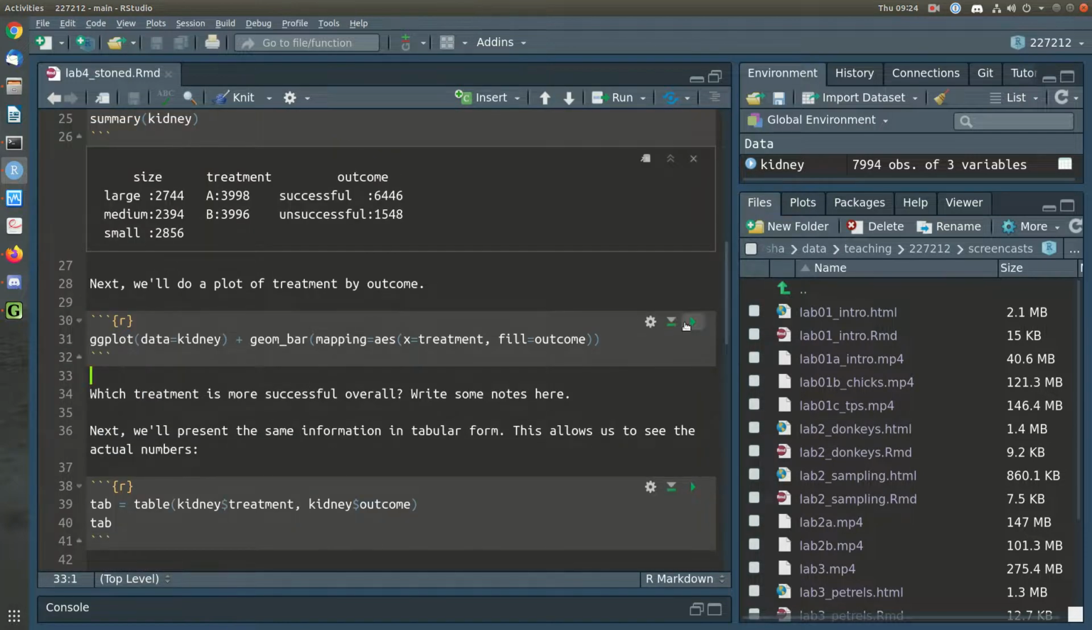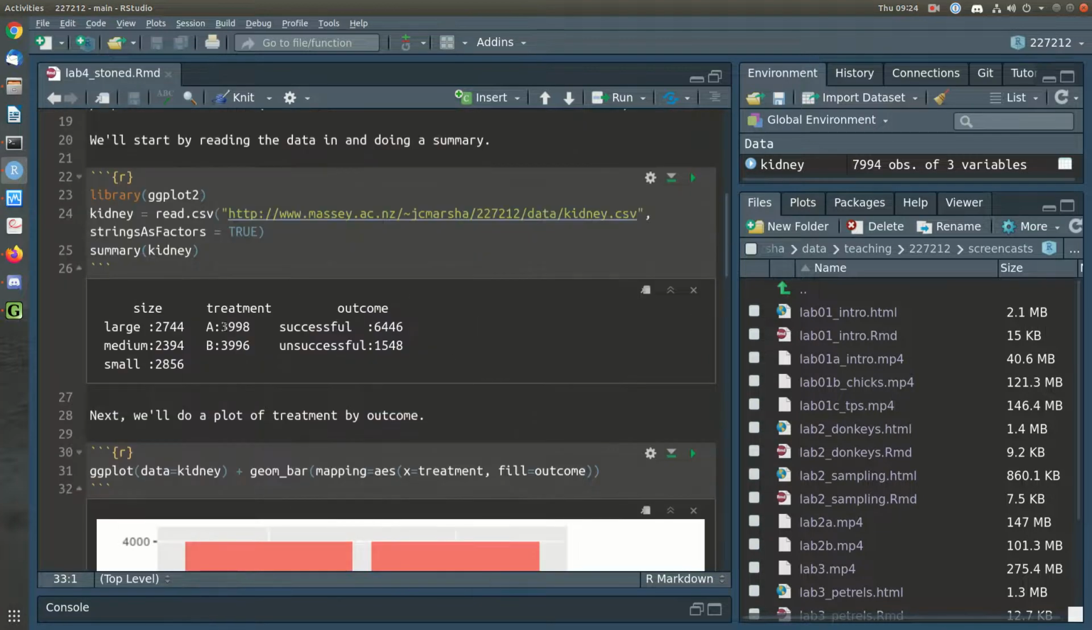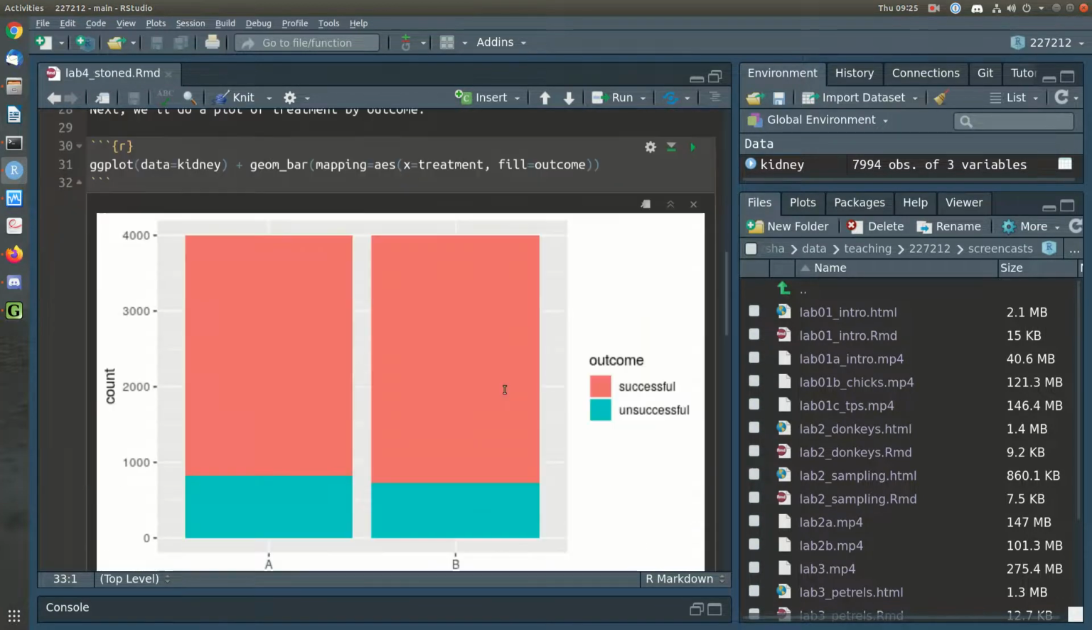So we're going to start with a plot of treatment by outcome. We've got just a standard stacked bar chart here, and because the number of observations in each treatment group A and B are about the same, there's only two different. The normal stacked bar chart is essentially equivalent to a filled bar chart where we have proportions. So we can estimate the proportions really well because the total height of the bars are the same. What we see is that B tends to be more successful than A, but not by a huge amount.